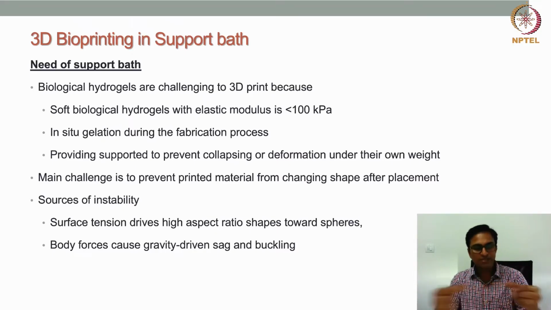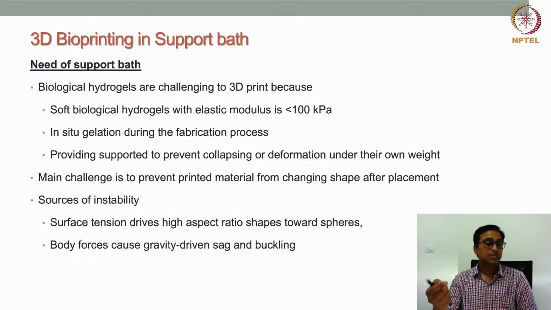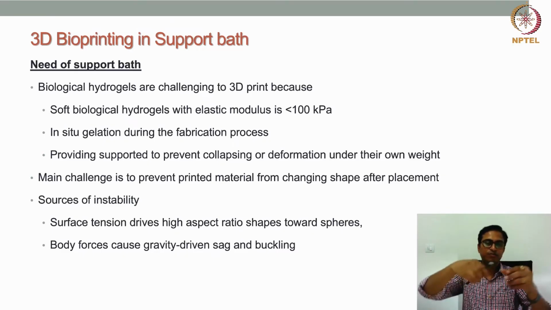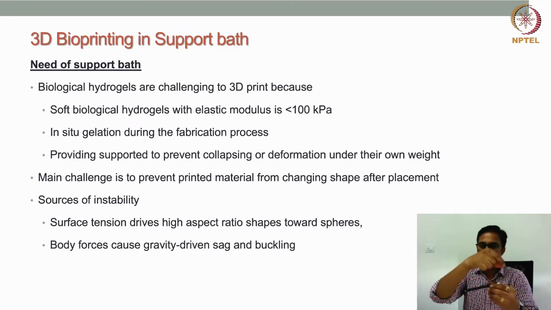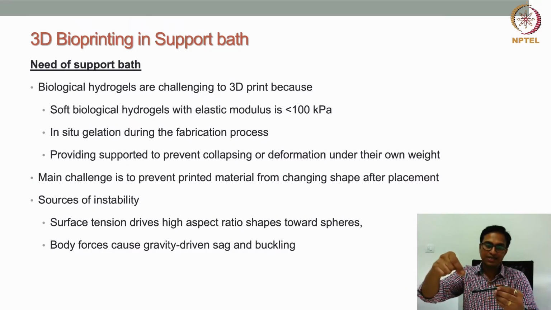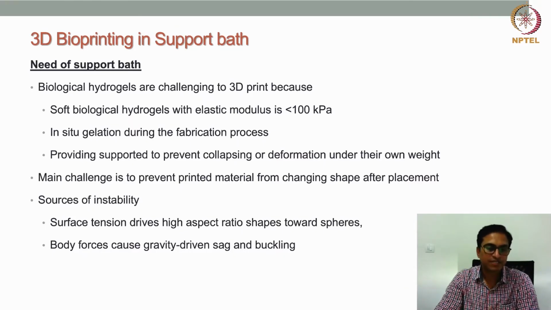So if we print a material with a high aspect ratio, it will just collapse, and we can end up getting spheres. The other thing is body forces and gravity-driven force. If we print a filament, a cylindrical line, it collapses because of gravity-driven sag and buckling. So these are the main challenges while printing with a support bath.